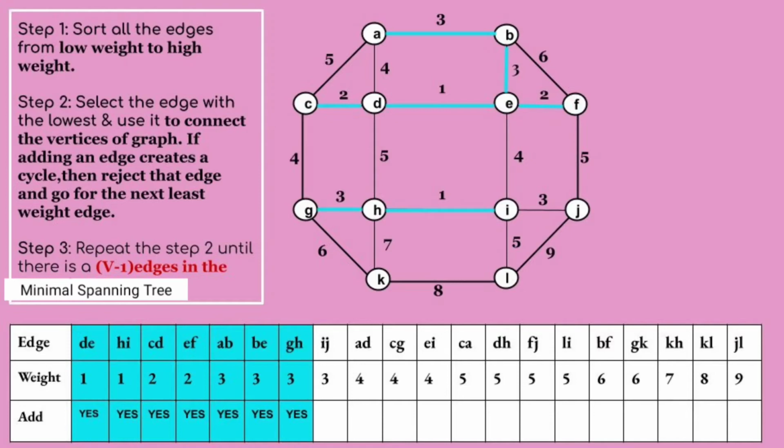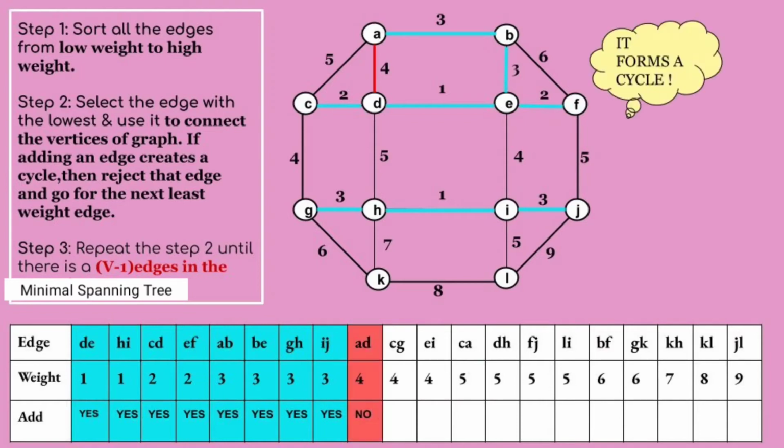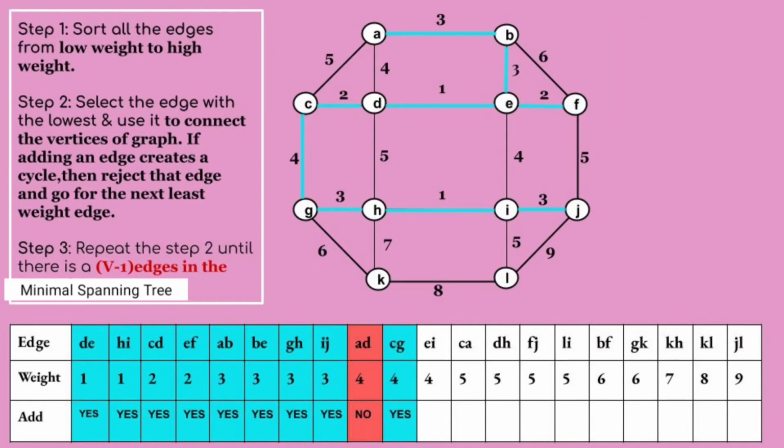Now, pick for GH. Check for cycles. If there's no cycle formed, add this edge to the MST too. Again, adding this edge to the MST doesn't form any cycle. So it will be added to the MST. If you add this edge to MST, as you can see it forms this cycle. So, this edge won't be a part of the MST. Next is CG. Again, no cycle being formed. Add it to the MST.